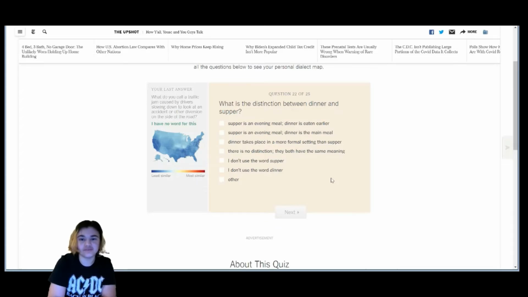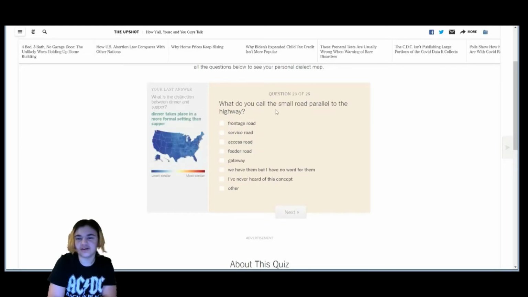What is the distinction between dinner and supper? I use them interchangeably. I know one of them is supposed to be the evening meal and one of them is supposed to be the bigger meal. I guess dinner takes place in a more formal setting than supper, so I guess I'll click that one because that's the truth.